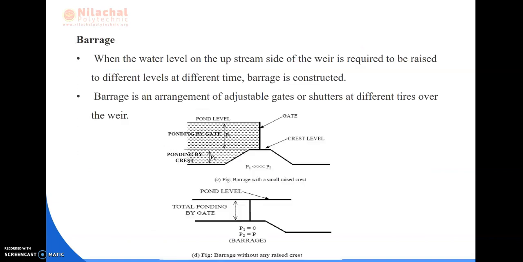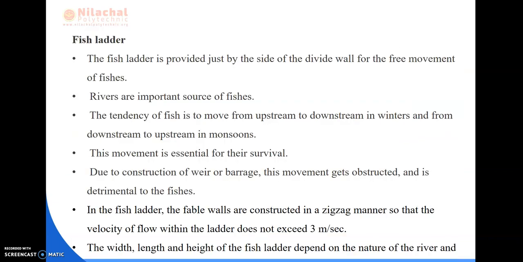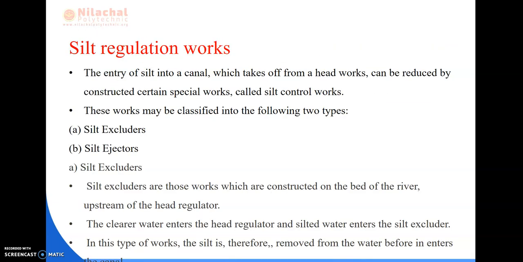Okay. So here we will discuss silt regulation work. The entry of silt into the canal which takes off from a headwork can be reduced by constructing certain special works called silt control works. There are two types, that is silt excluders and silt ejectors.